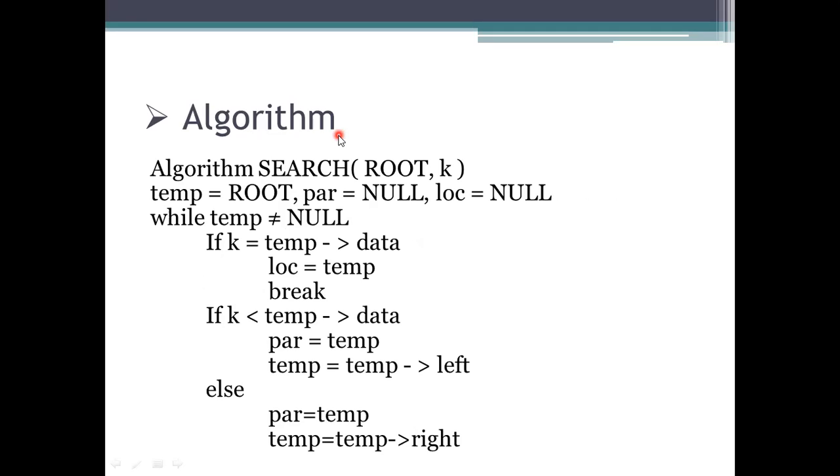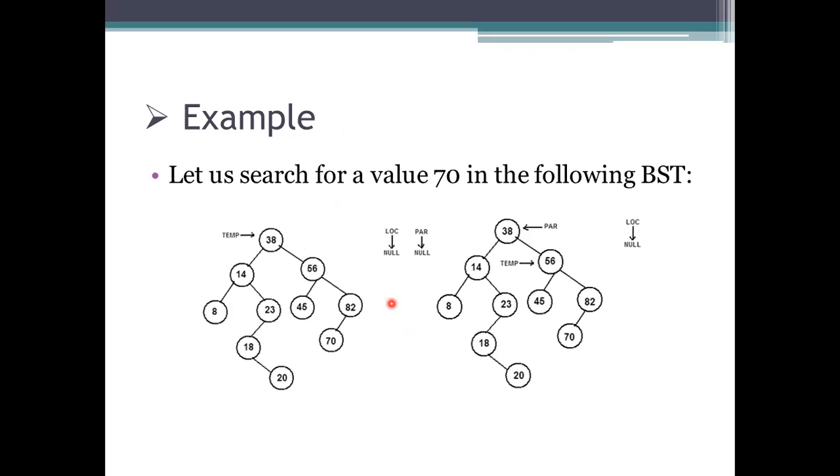Another case is where we go for less than and greater than. The parent is specified as the temporary node, and next we go to the left side, and this process goes on. If it is less than, it will go to the left side. If it is greater than, it will go to the right side. This process is achieved recursively until we reach the element.